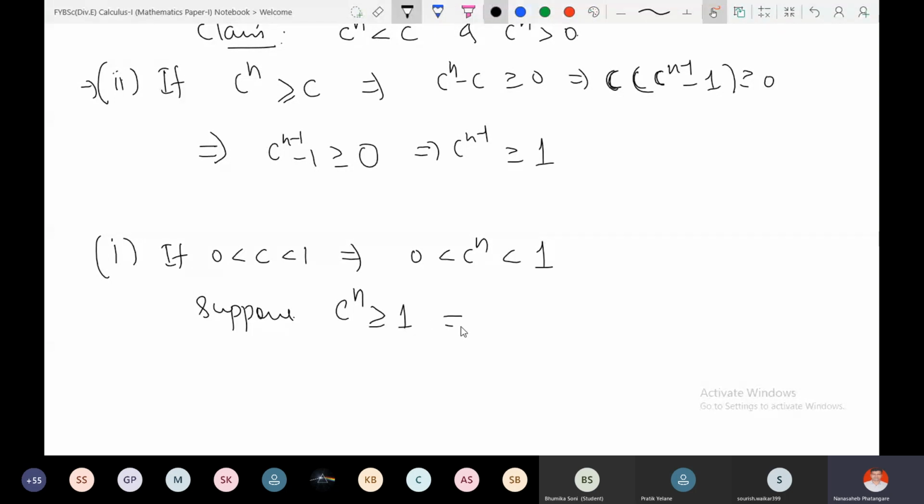What is the problem then? Then c raised to n minus 1 is greater than or equal to 0. But what is this? If I factorize this, then what is it? c minus 1 times c raised to n minus 1 plus c raised to n minus 2.